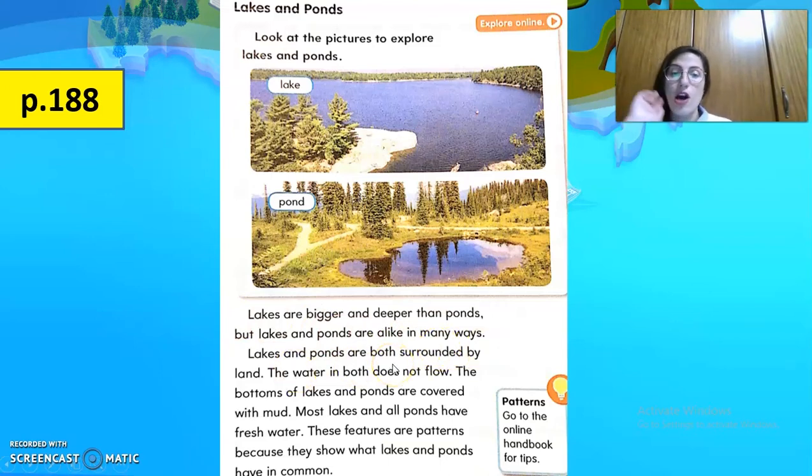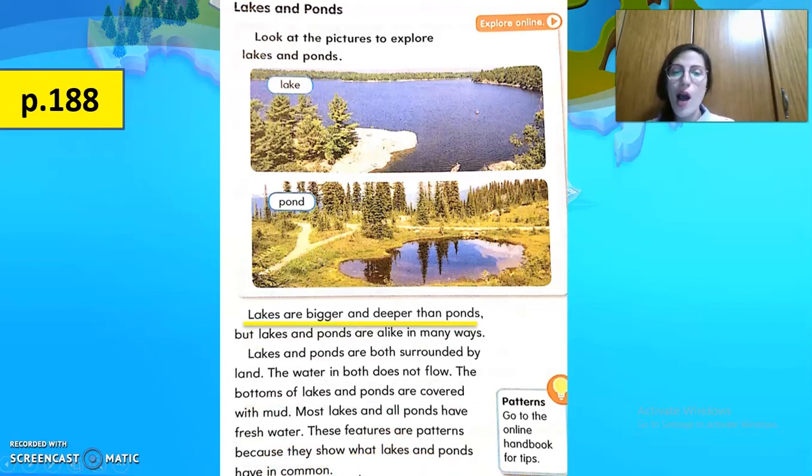Lakes and ponds are both surrounded by land. The water in both does not flow. The bottoms of lakes and ponds are covered with mud. Most lakes and all ponds have fresh water. These features are patterns because they show what lakes and ponds have in common.